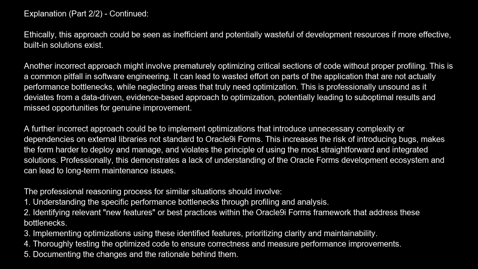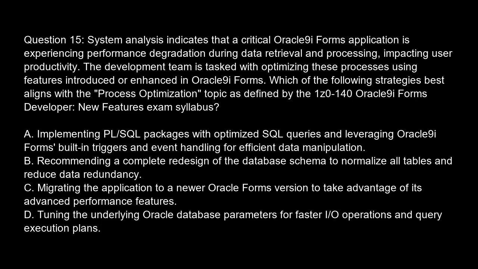The professional reasoning process for similar situations should involve 1. Understanding the specific performance bottlenecks through profiling and analysis. 2. Identifying relevant new features or best practices within the Oracle9i Forms framework that address these bottlenecks. 3. Implementing optimizations using these identified features, prioritizing clarity and maintainability. 4. Thoroughly testing the optimized code to ensure correctness and measure performance improvements. 5. Documenting the changes and the rationale behind them. Question 15.